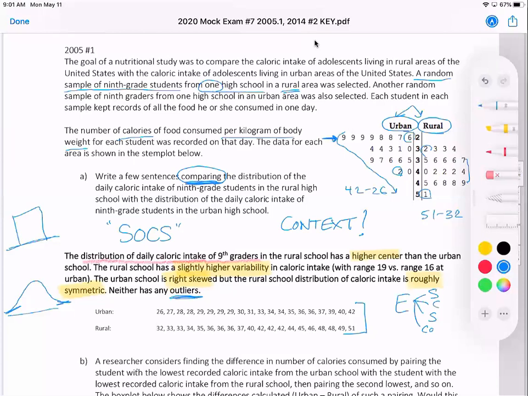You use comparative language, like greater or less, and you use context. You'd probably get a partial if you did 3 or 4 of those 5 things. If you only did 2 of those things, like if you mentioned the context and compared the centers, there's way more to say, so that might be an incomplete. Sometimes a partial could be 2 or 3 or 4.